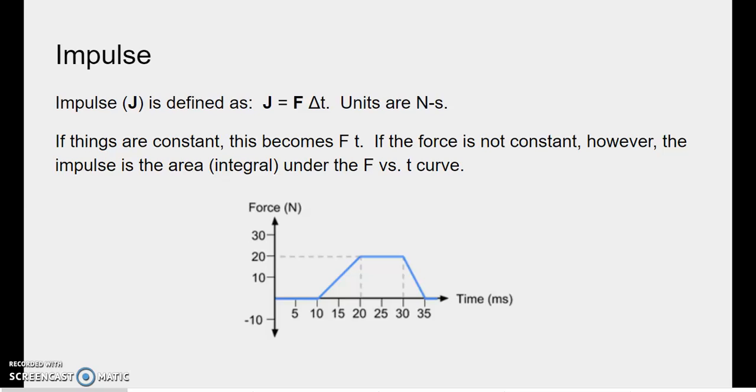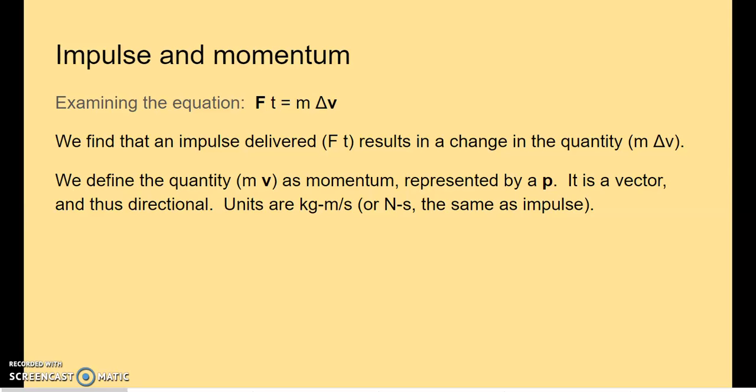Okay, so let's talk about what this is all about, this impulse and momentum business. So if we take a look at this equation, force times time equals mass times change in velocity. What this is really saying is that an impulse that's delivered, a force times time, results in a change in some new quantity, mass times change in velocity, what Newton used to call the quantity of motion. We now call it momentum.